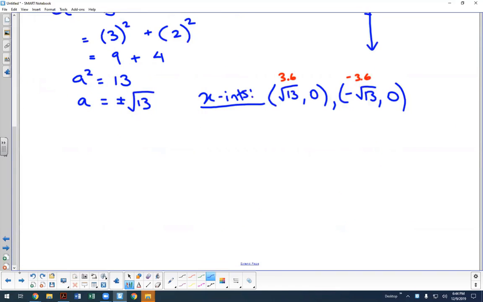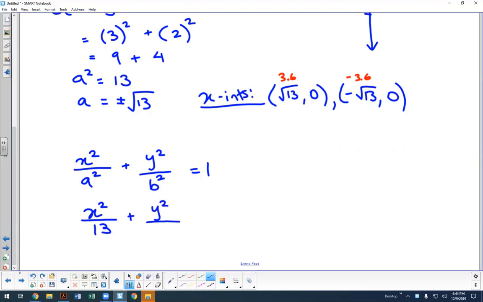So since this is an ellipse with a horizontal major axis, this is what our equation will be like, okay? So A squared normally ends up being the larger denominator, so it has to be under X in this case. So what was our A squared? 13, right? So that means you will have x squared over 13 plus y squared.